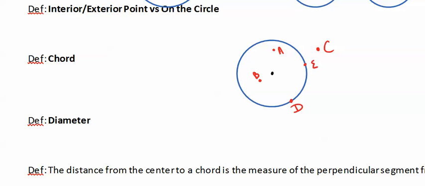or E or F. The next definition is a chord. A chord extends and it connects one point that is on a circle to another point that is on a circle. So EF is a chord, as in FE. And the longest chord is considered the diameter. The diameter goes from one side of a circle to another and passes through the center.